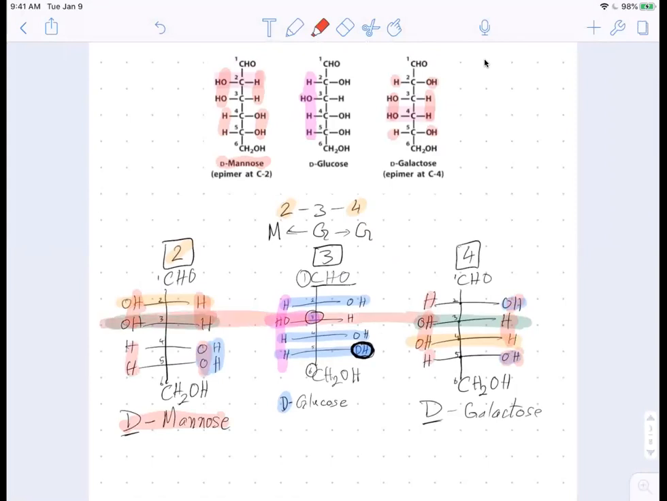same as glucose and then flipping whatever needed to be flipped at 2 and 4, now we have mannose, glucose, galactose, and they're all D configuration. And for me, that's really the easiest way to draw this and to identify this on any kind of standardized exam in a quick and easy fashion.